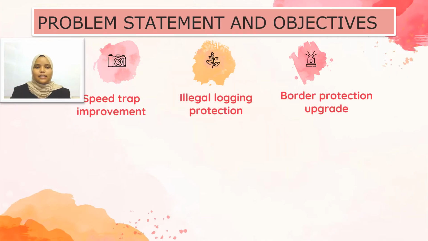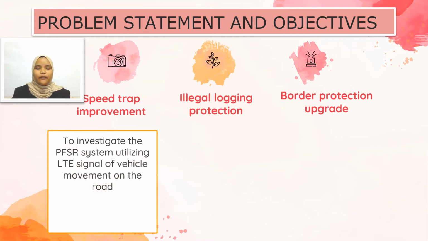I have listed 3 problem statements and objectives for this research project. First is about speed trap. Speed trap systems need an improvement in order to detect high-speed vehicles. Second is illegal logging. These activities need to be taken seriously. And third is about border protection. Border protection needs an upgrade so vehicles cannot go through illegally.